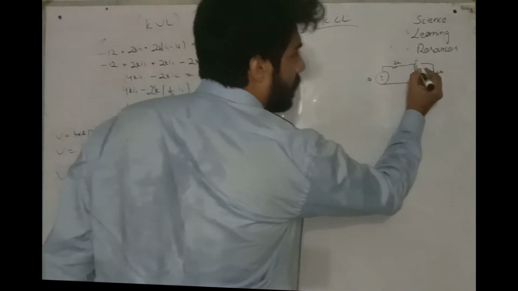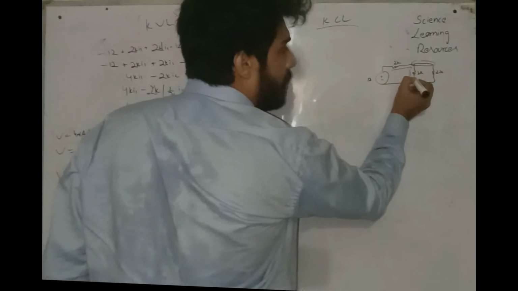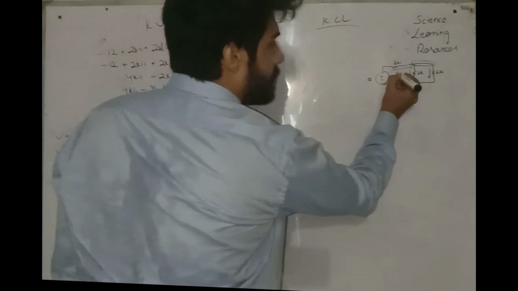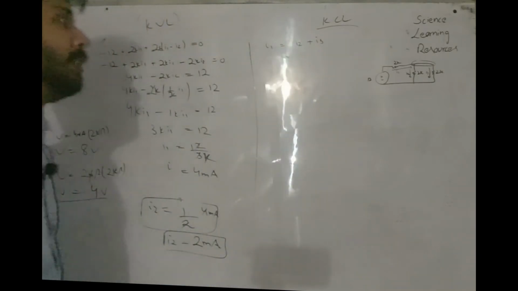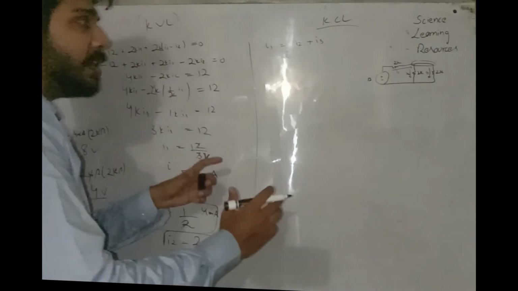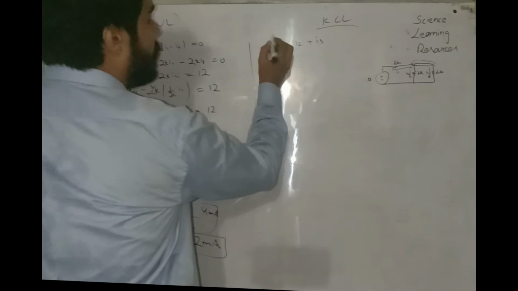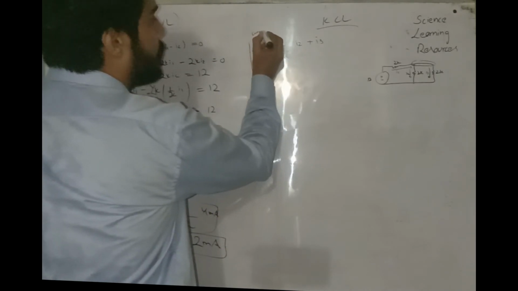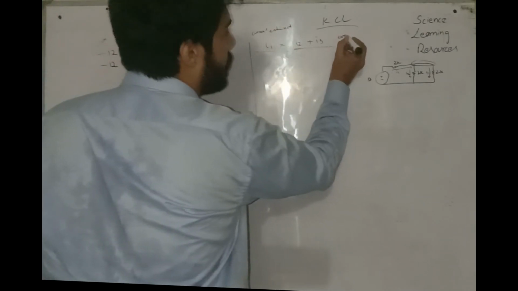I have to see this is a node, so this current is entering the node, and this current is leaving the node. Let me name them I1, I2, and I3. So I1 will be equal to I2 plus I3. The current entering the node is equal to the current leaving the node. If two currents are entering the node, I have to add these two currents on the left-hand side. So here you write current entering the node, and here you write current leaving the node.